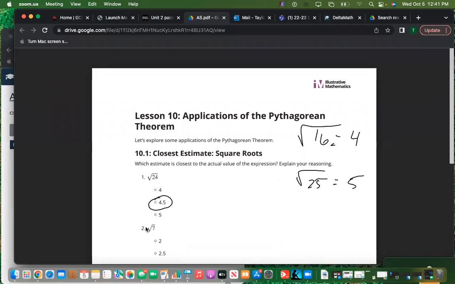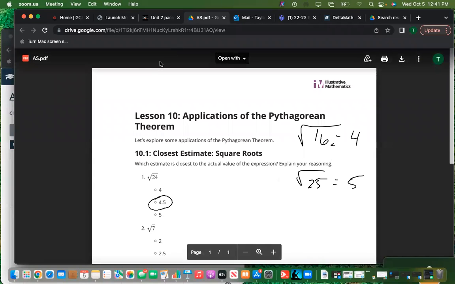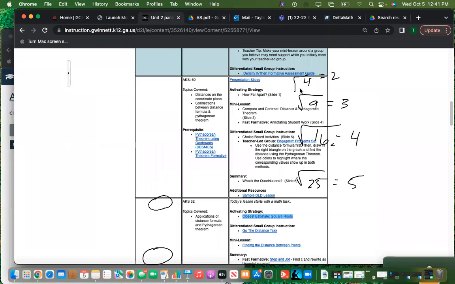All right, same thing's going to happen on the square root of 7. Okay, so if I took the square root of 9, that would give me 3. If I took the square root of 4, that would give me 2. So what number should it be roughly? Okay, so obviously you can kind of estimate these even though you don't know the exact number.